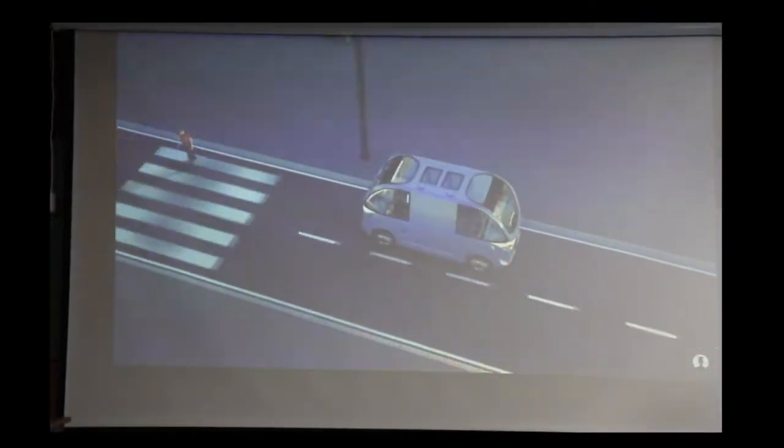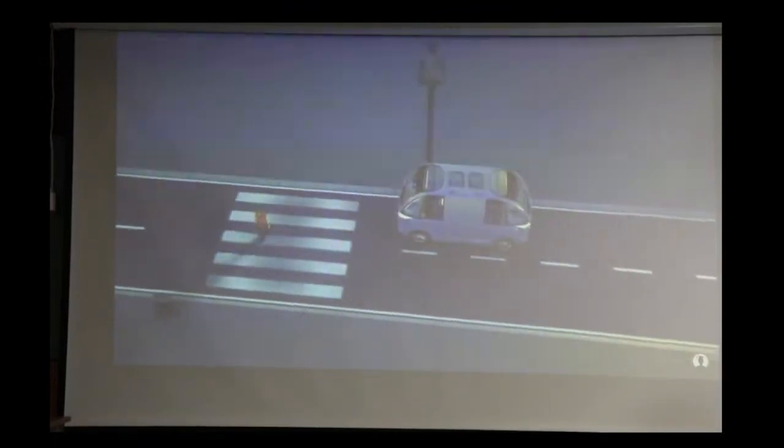Self-driving vehicles can detect obstacles and stop if necessary.